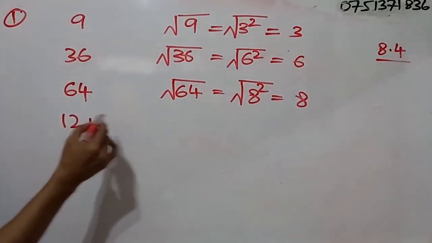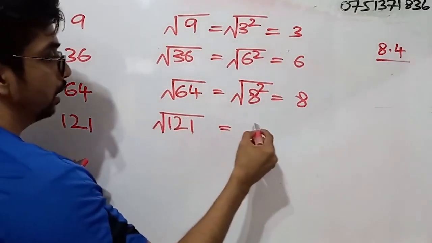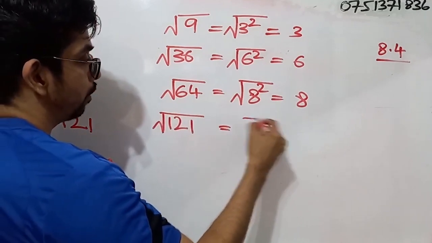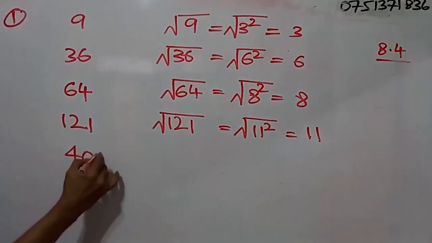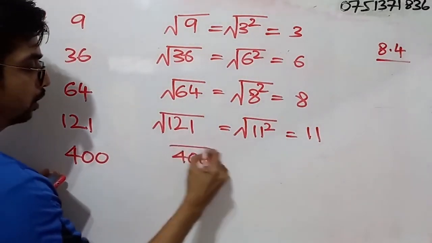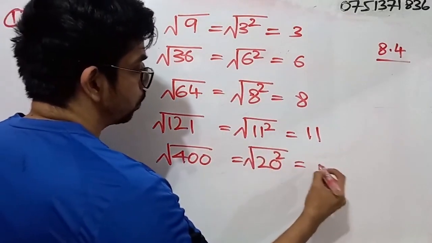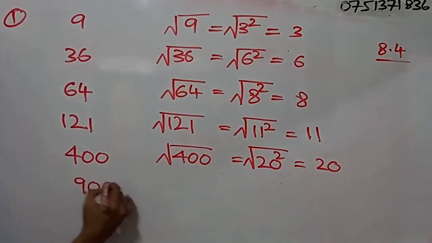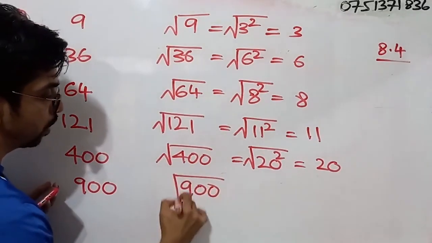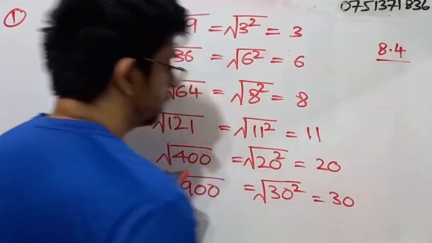Then we have 121 inside the square root symbol. This means 11 to the power 2 inside the square root symbol, then we have 11. Then we have 400, the square root of 400. That means 20 to the power of 2 inside the square root symbol, so 20 is the square root. Then we have 900 inside the square root symbol. That means 30 to the power of 2. So this is 30.